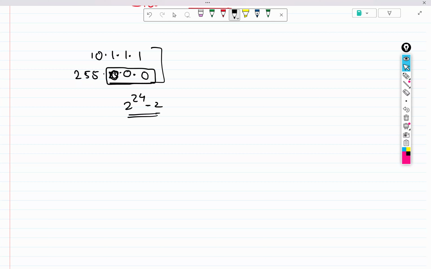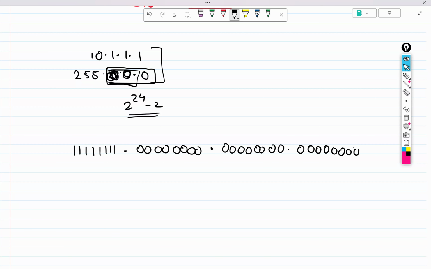If I want more number of ones into the section, what am I supposed to do? I will obviously have to convert the zeros in these parts into ones. Then only the number of zeros in this part will reduce. So you have 255, 1, 2, 3, 4, 5, 6, 7, 8. Then 1 to 8, 1 to 8, 1 to 8.